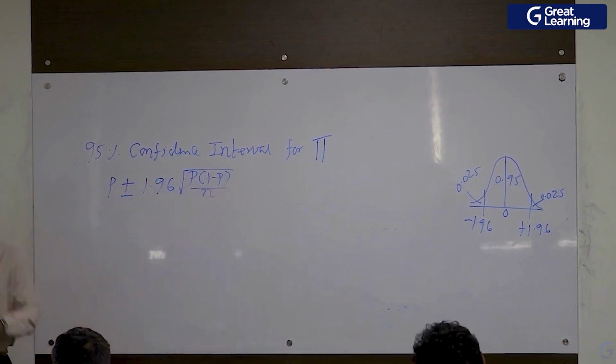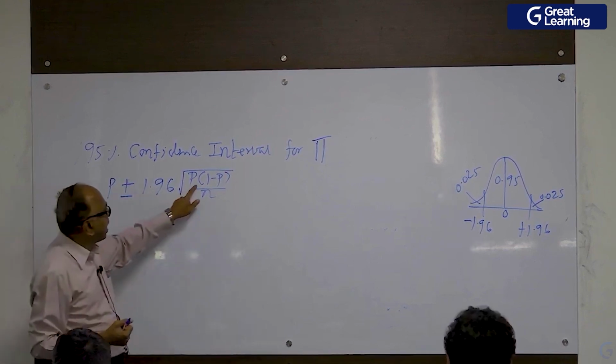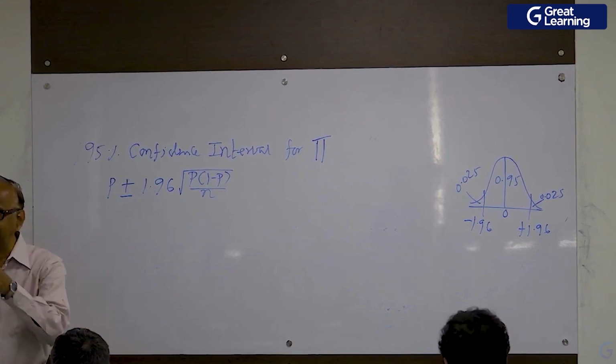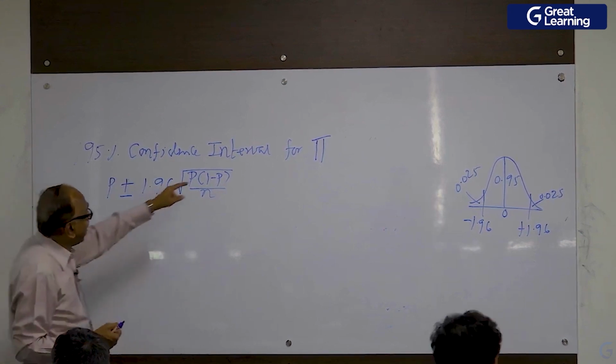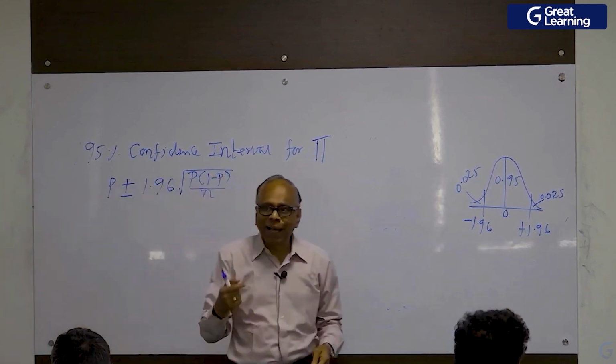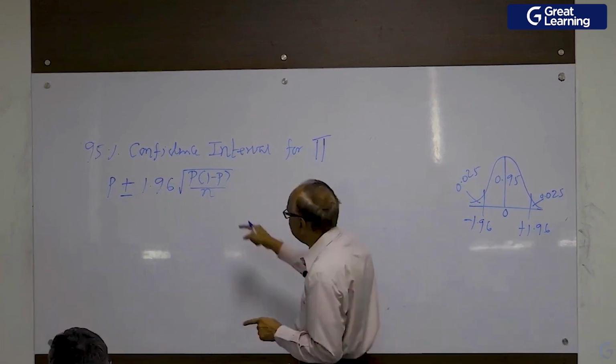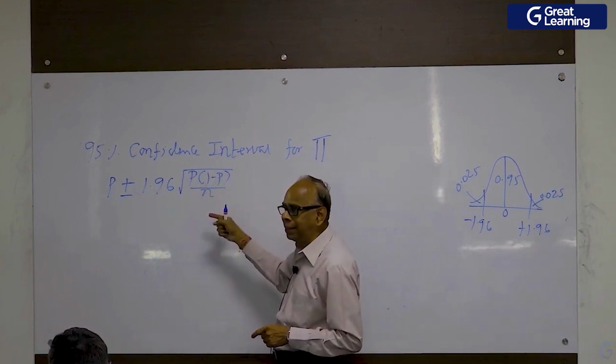Actually, the standard error is sigma by root n. Strictly speaking, you have to put pi into 1 minus pi by n. It's a population sigma. But I want the confidence interval for pi. How can I have an expression root of pi into 1 minus pi when I do not know pi? Plus or minus sigma by root n.